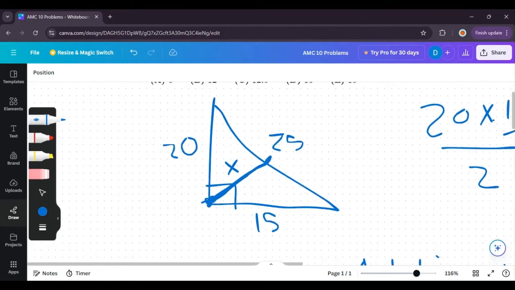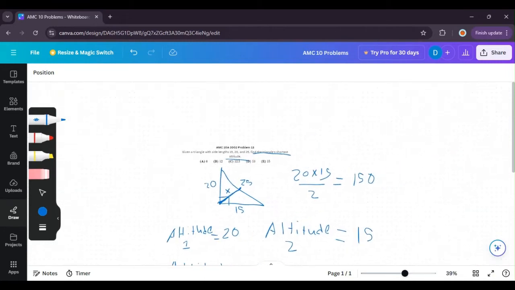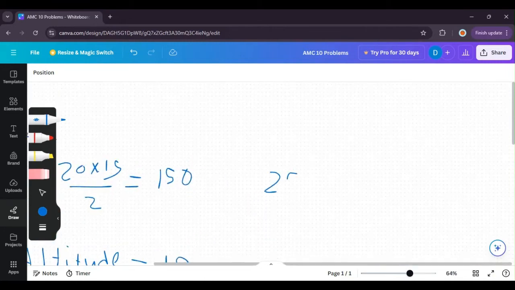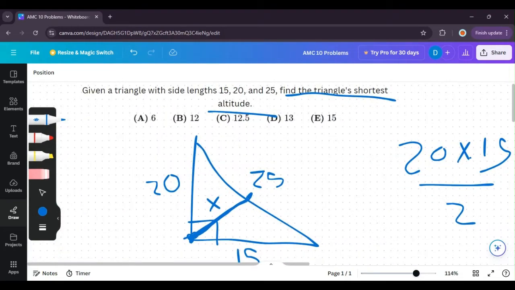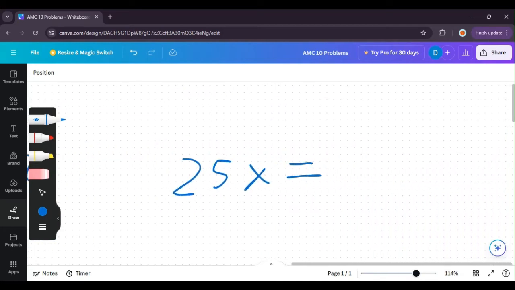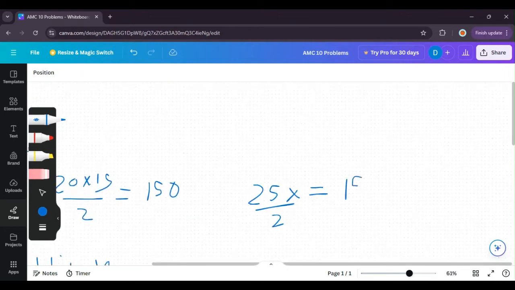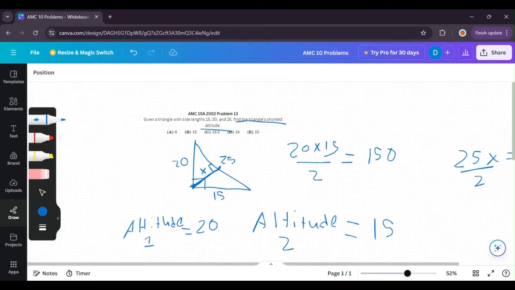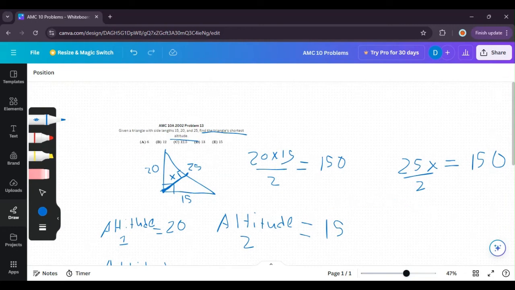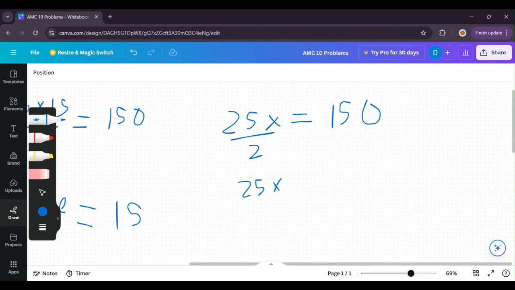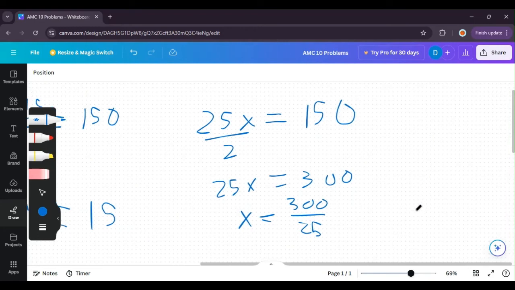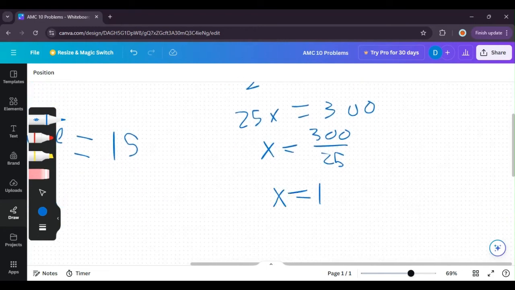And as you can see here, we can quickly find X. So 25 times X, because it is also a right angle, and altitude multiplied by the base, which in this case is 25, the altitude being X, divided by 2 is equal to 150, which is the area, because it's the same area as the original triangle. Okay, as you see here, we have 25x is equal to 300, and x is equal to 300 divided by 25, which is just 12. X is equal to 12.